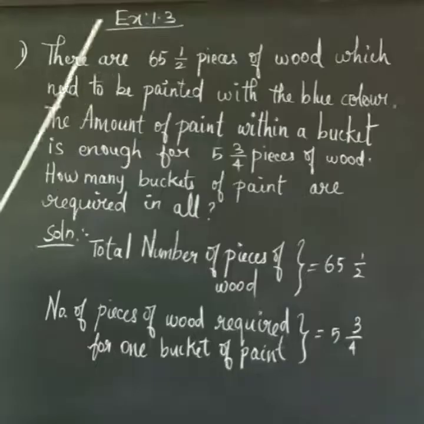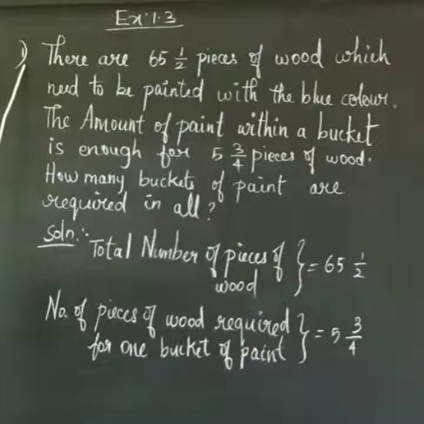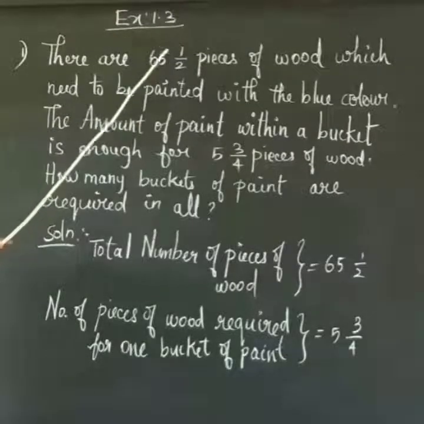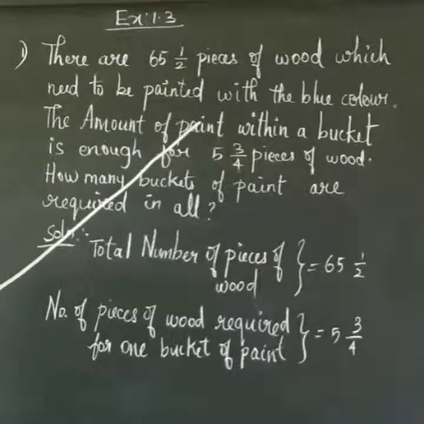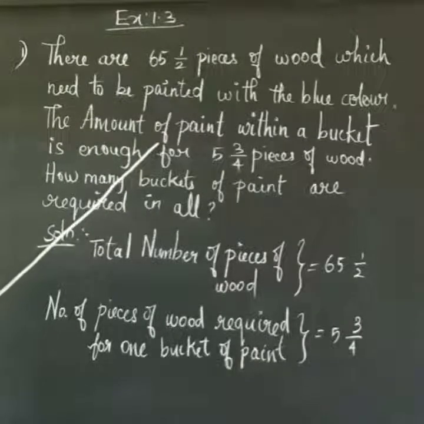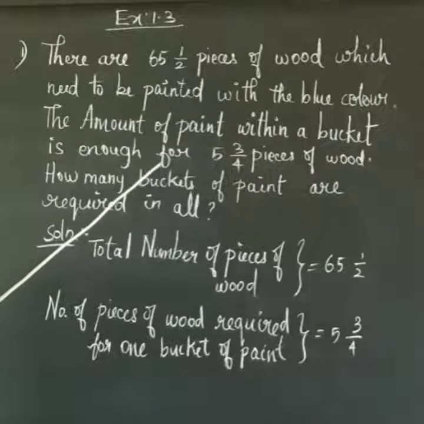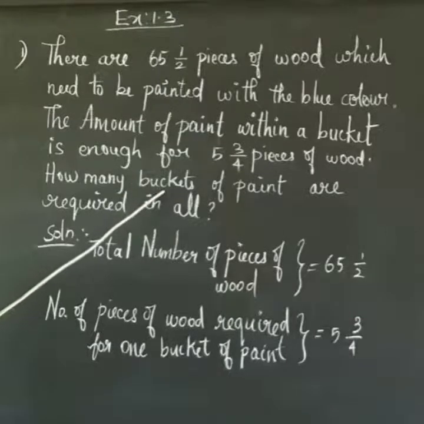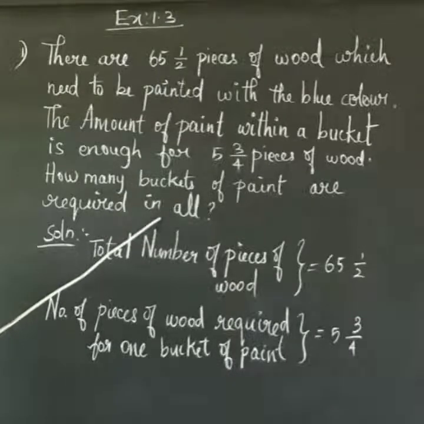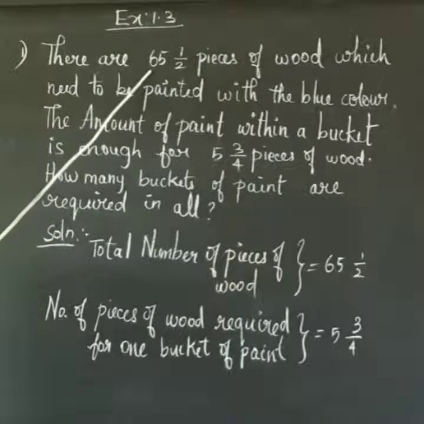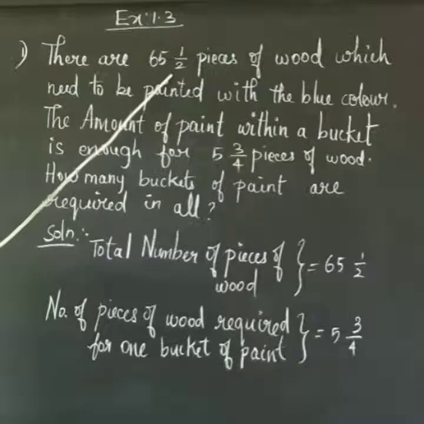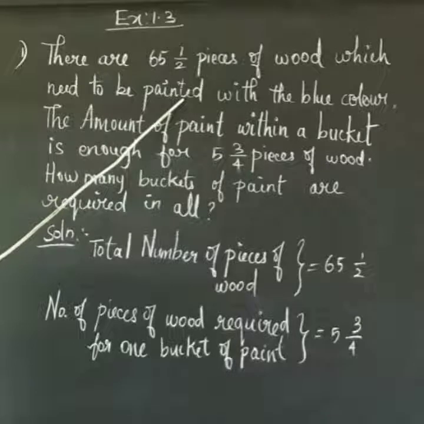Exercise 1.3, first question. There are 65 1 by 2 pieces of wood which need to be painted with blue color. The amount of paint within a bucket is enough for 5 3 by 4 pieces of wood. How many buckets of paint are required in all? So, your question is what? The total number of pieces of wood is 65 1 by 2. This is given in the first sentence.